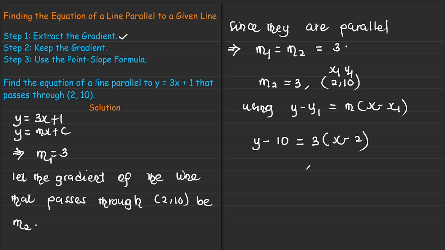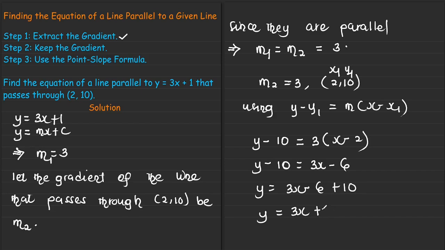But if you want to write it in slope intercept form, we have to make y the subject, so that we have y minus 10 equal to 3 times x, which is 3x, then 3 times negative 2, giving us negative 6. Making y the subject, we have 3x minus 6, then plus 10. Simplifying further, y equals 3x, then negative 6 plus 10 gives us a positive 4. So this here becomes the equation of the line that is parallel to y equals 3x plus 1 and passes through the point 2, 10: y equals 3x plus 4.